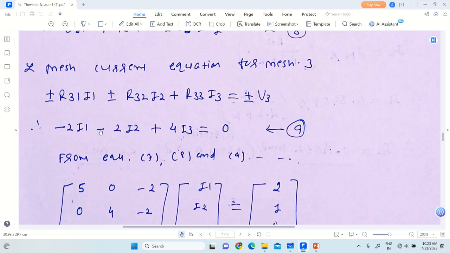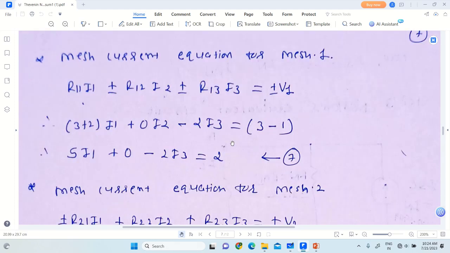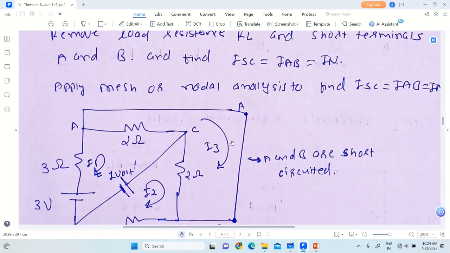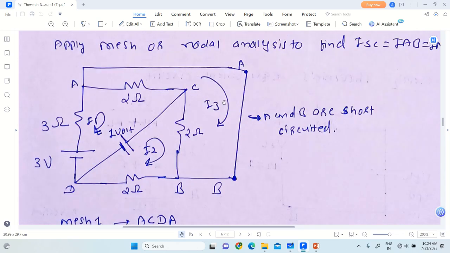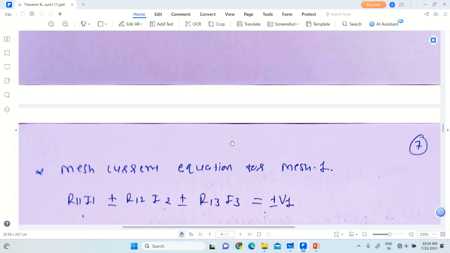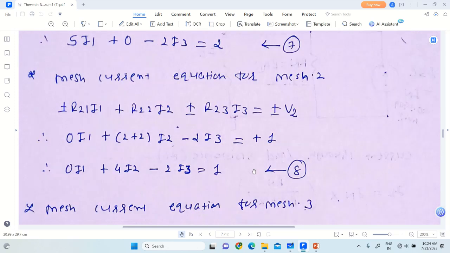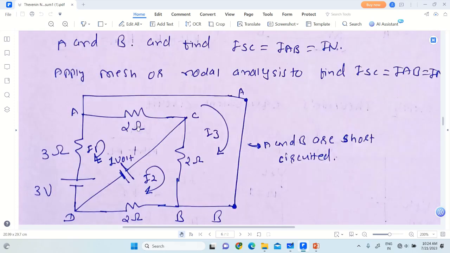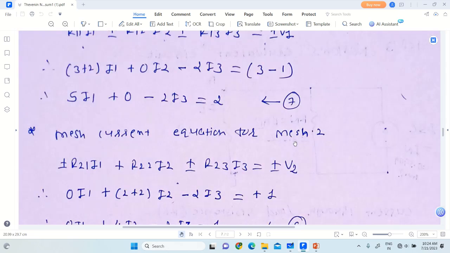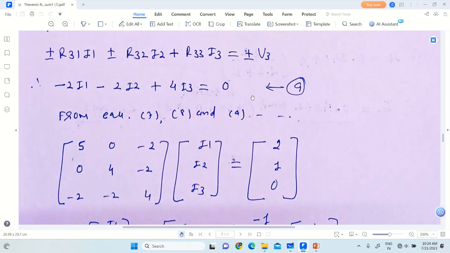Take the sign also. Minus 2 I2 plus R33, the sum of the resistances in mesh number 3. Where is the mesh? This is mesh number 3. So 2 plus 2, so it is 4 I3. It is equal to plus or minus V3, the sum of the voltages in the third mesh. Now the third mesh does not contain any voltage source, so it is 0. So this is equation number 9.